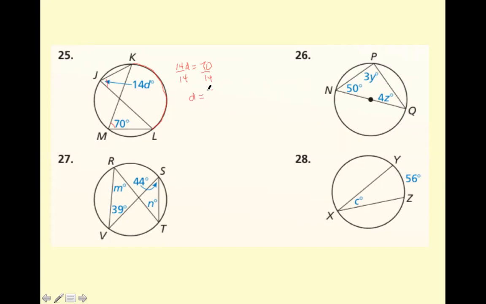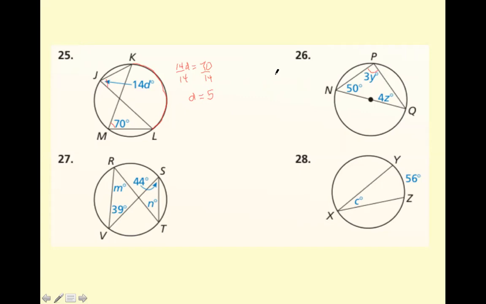Okay, number 26. This time we have a triangle inscribed in a circle. If we notice, the longest side of the triangle is a diameter. Anytime you have the longest side of a triangle inscribed in a circle as a diameter, that means this has to be a right triangle. So I'm going to put the little right angle symbol right here in this corner. So angle P is a right angle.